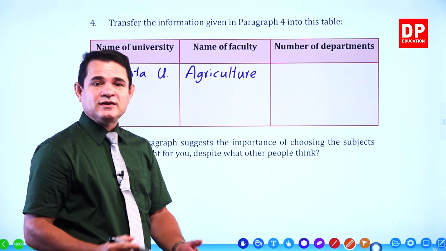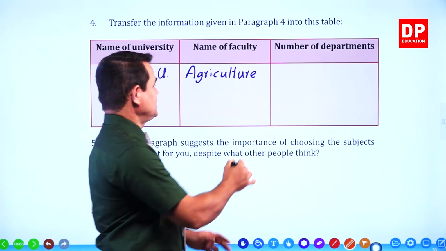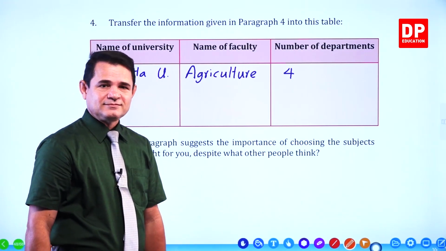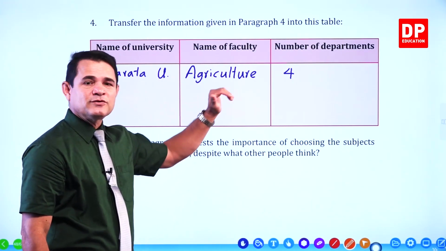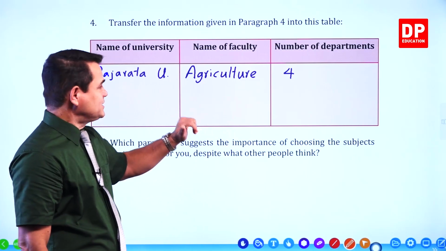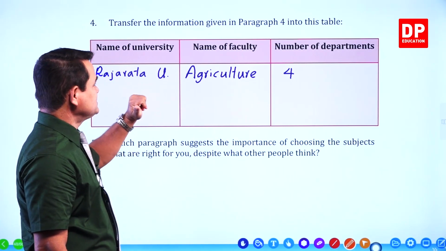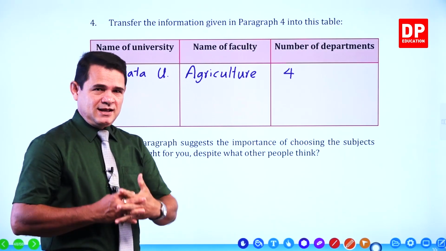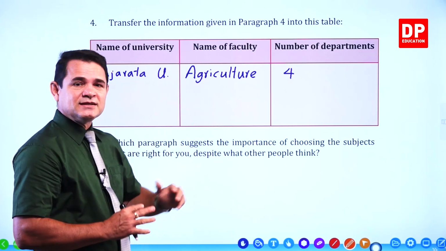And how many departments? There were 4 departments. So in this way you have to complete this one, and let's see the other universities and the faculties mentioned in the paragraph. I'll help you. You have to complete the table.